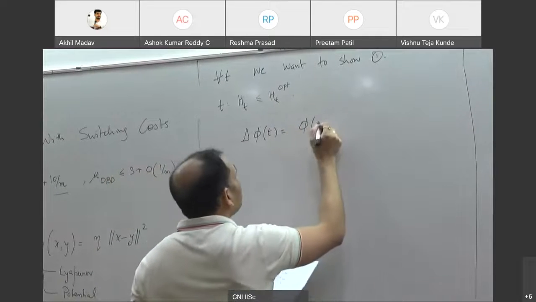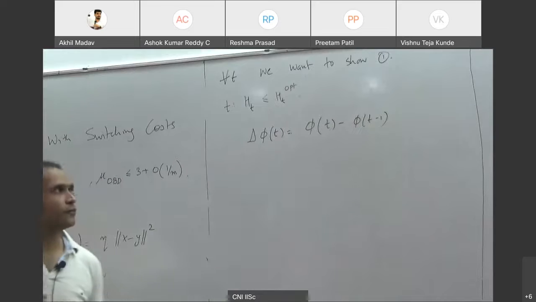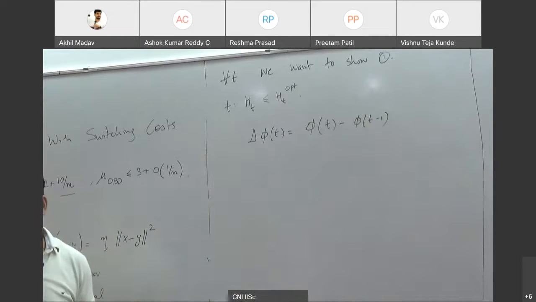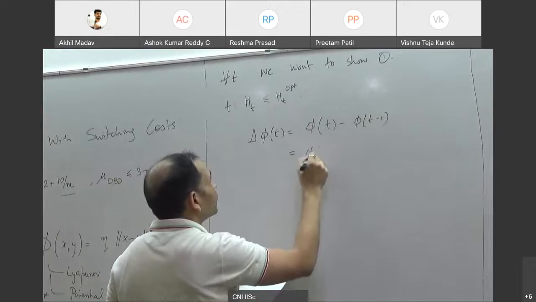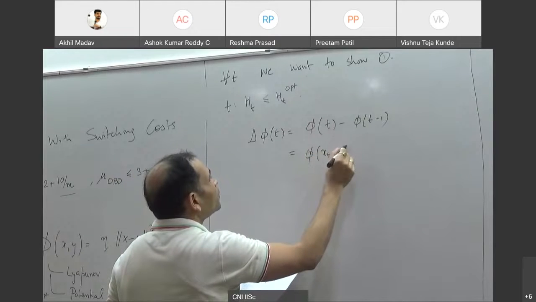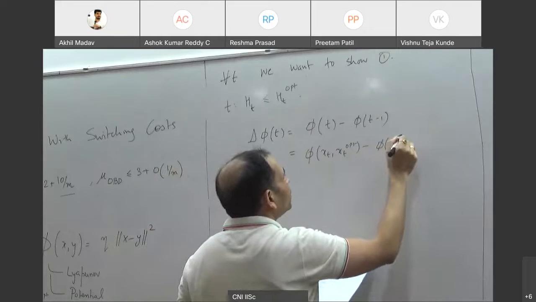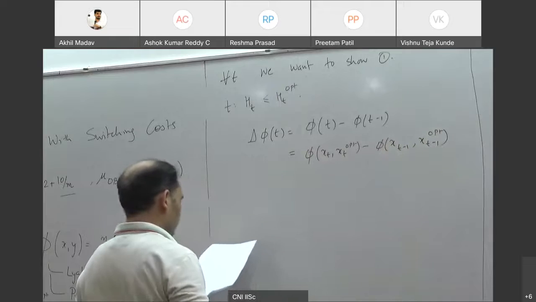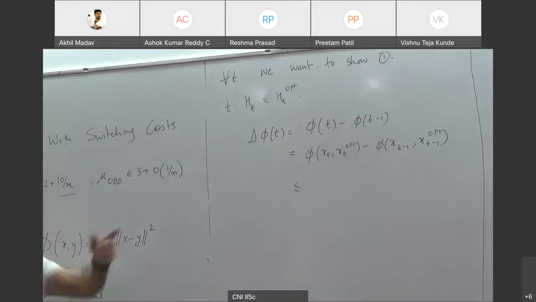P of t minus P minus. I'm just defining the difference as going backwards. t minus P minus, C of t. Give me a trivial bound on this and then use that lemma to claim what I want to claim.